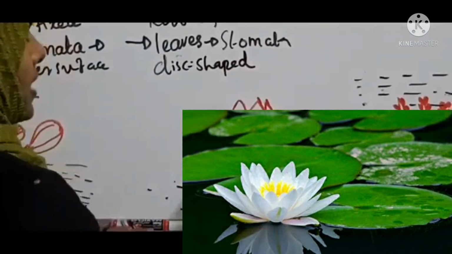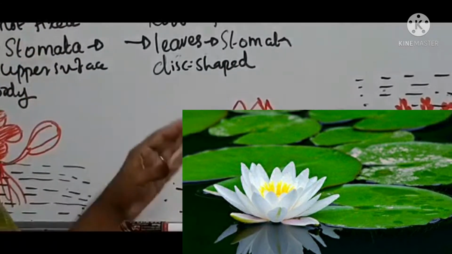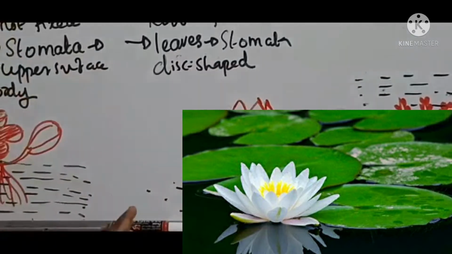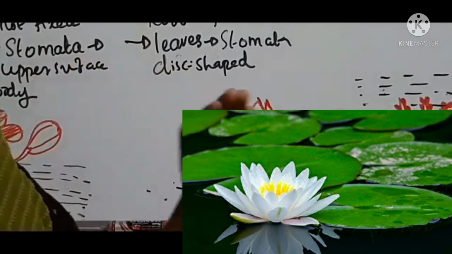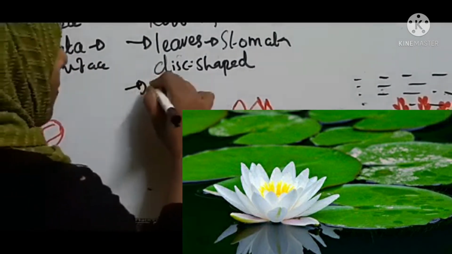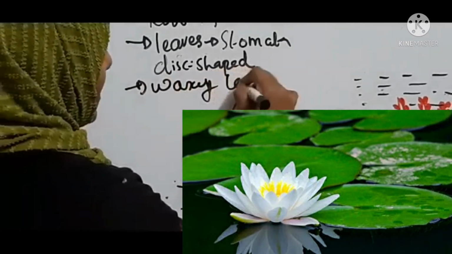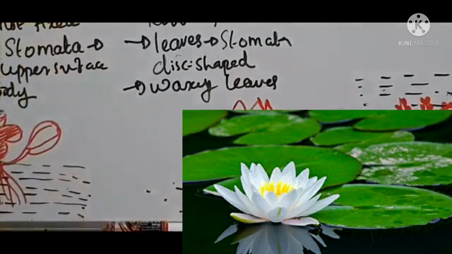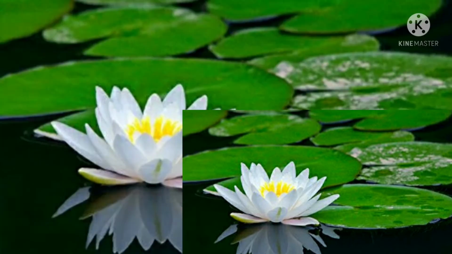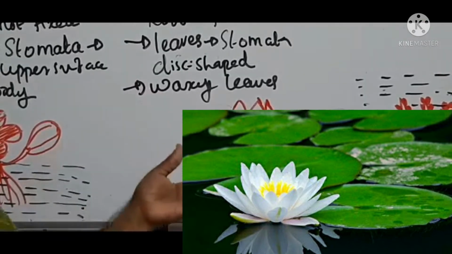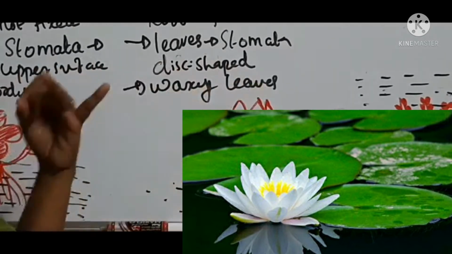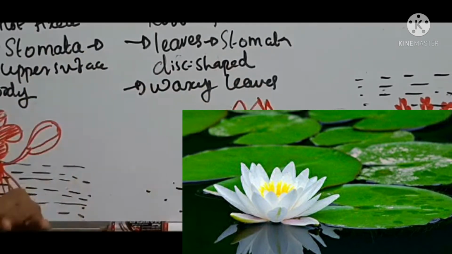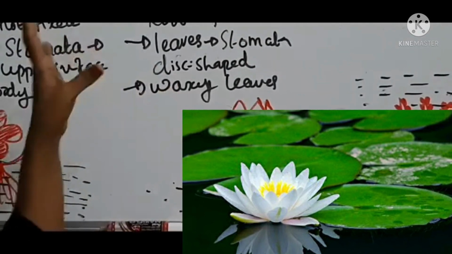Its stem is also a hollow stem. That's why they can easily float on the surface of the water. Its leaves are also waxy leaves. Why does it have waxy leaves, children? Waxy is like a plastic coat. That helps to prevent the decaying of leaves. So its leaves are waxy and disc-shaped, and stomata are also seen on the upper surface of the leaf. These are the different adaptations seen in fixed plants.